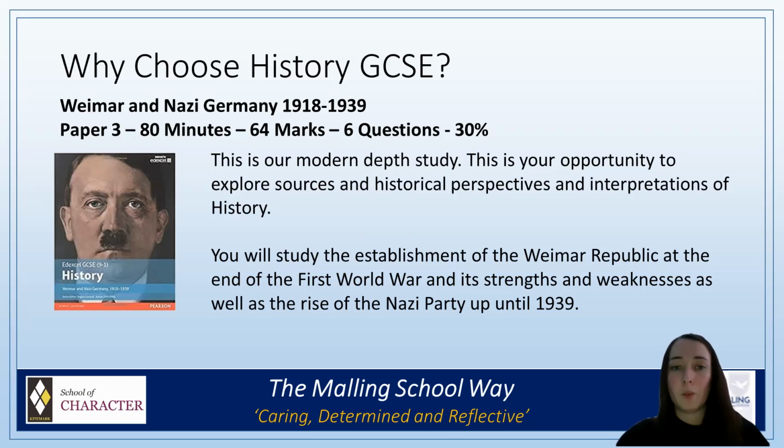The history buffs among you will notice that the time period for this is 1918 to 1939. So that is the interwar years. It's not the First World War, it's not the Second World War. It is what happens to Germany after the First World War ends, what leads to the creation of the Weimar Republic, what are its strengths and weaknesses, and how do those weaknesses then lead in part to the rise of the Nazi Party, and what other factors are at play there.